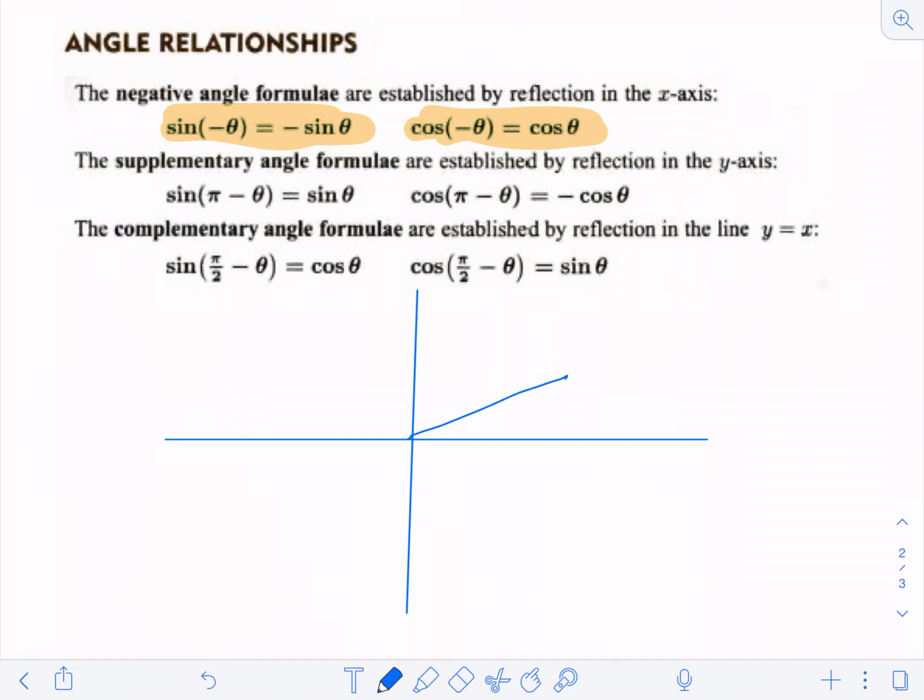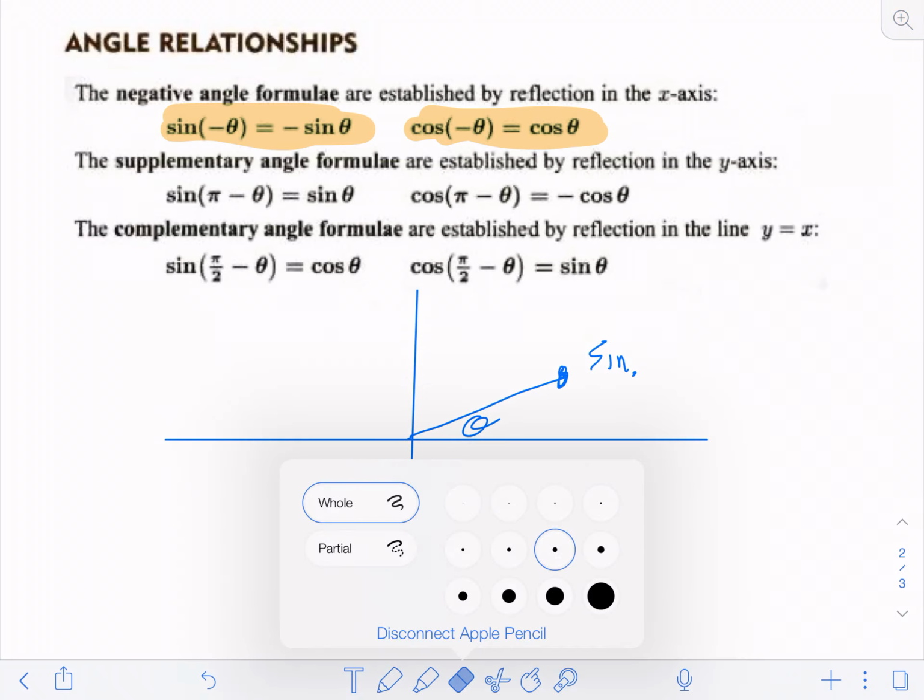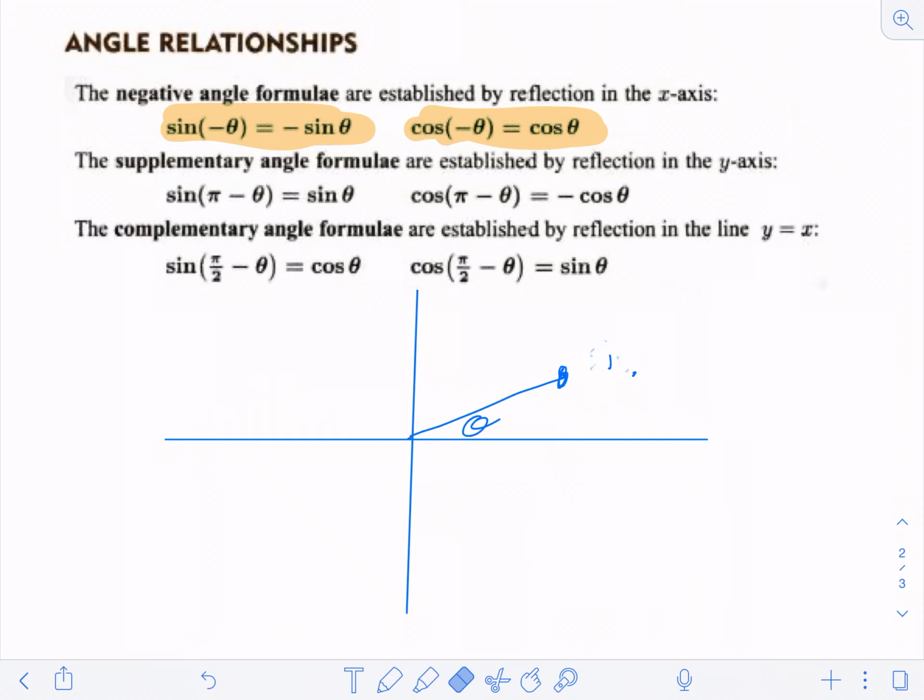Let's say I've got an angle theta, right? It's out to here, and that's going to have a cosine and a sine value. We know this is going to have a cosine of theta and a sine of theta, right? Cosine, sine, because that's the order it's in when we write the point. It's my x and y values.